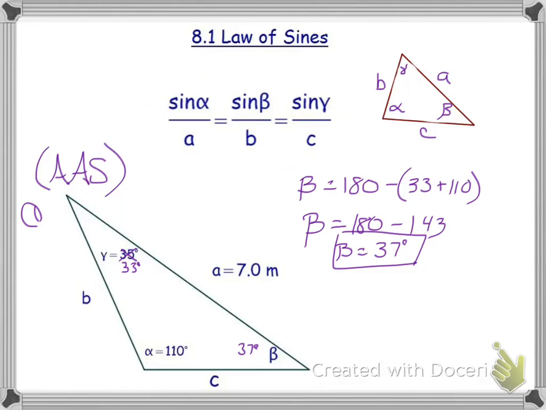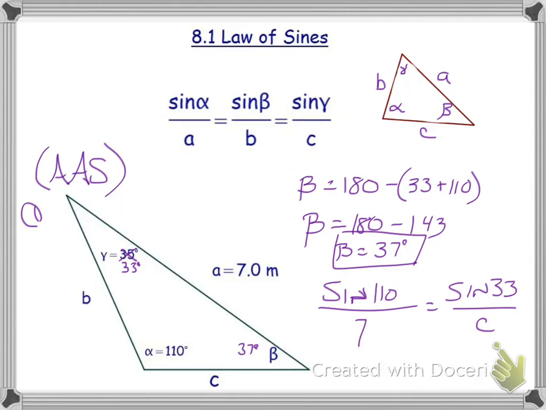The next thing I'm going to do is go after the sides, so I can find the sides. And this is where the law of sines comes into play. What's important is that it doesn't have to be a right angle for this law to work. I have the sine of alpha, which is 110, over its opposite side, which is 7, is equal to the sine of 33 over its opposite side, which is C.